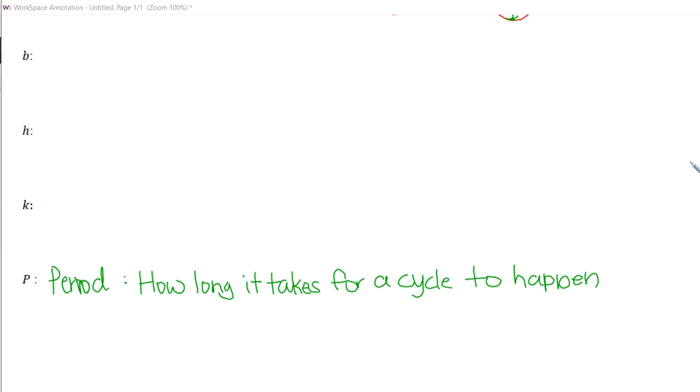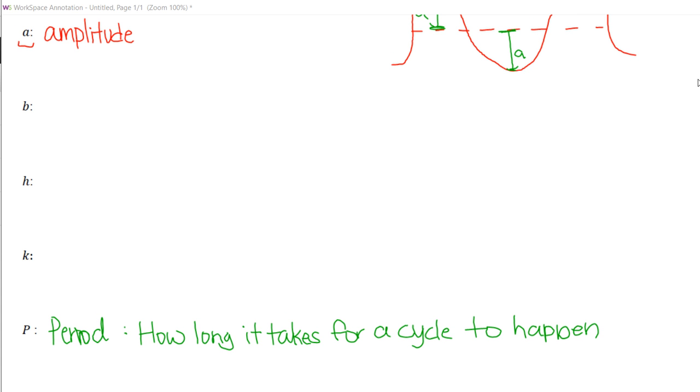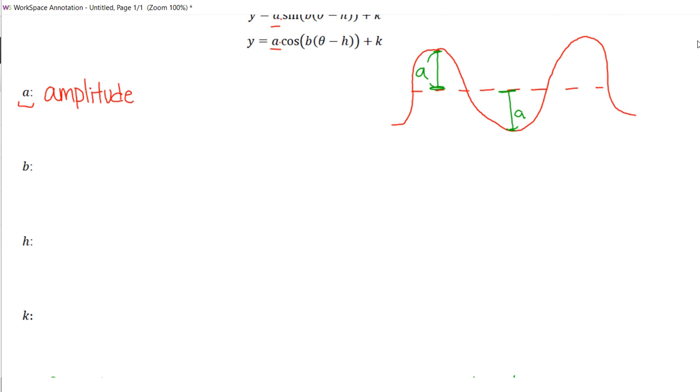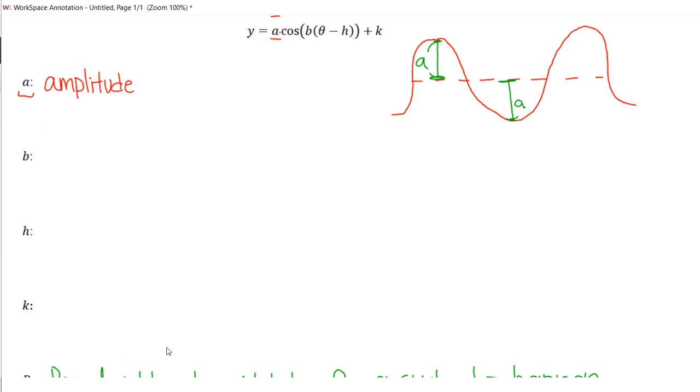Now there's a formula for period, but before we get there, let's define our b in our function. Our b in our function helps us to find period. And the location of b would be right in front of theta, or theta can be exchanged with x, that means it's going to be right in front of x. Either way, it's going to be inside the function of cosine or sine.